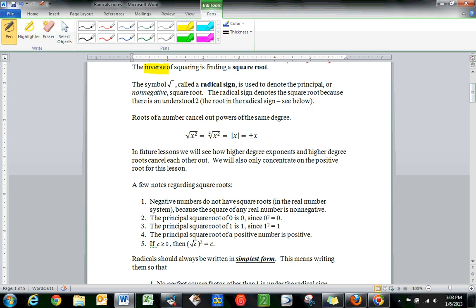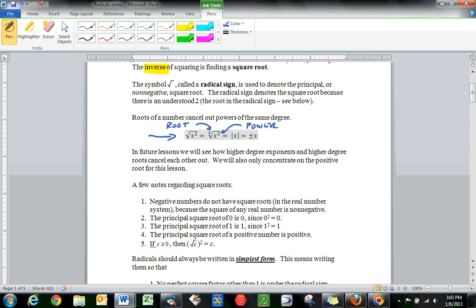So let's take a look at how a square root actually works and how they cancel out powers with the same degree. As you can see in this little equation, the square root of x squared. Now, it's an understood square root because there's an understood 2 in the little notch, so I rewrote it with the actual root there. So if you see here, this is the root, and this is the power, or the exponent. And so if the root and the power are the same, they actually cancel each other out.